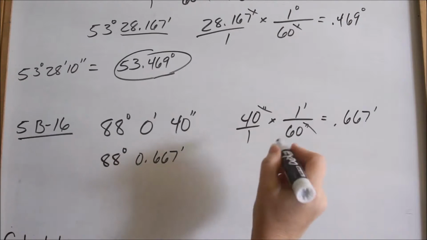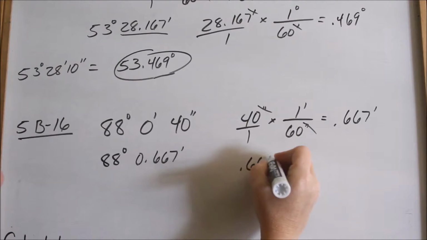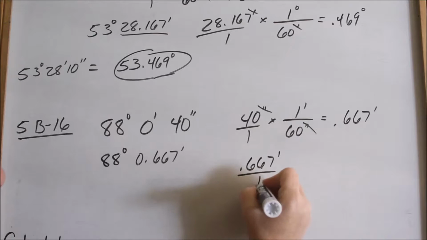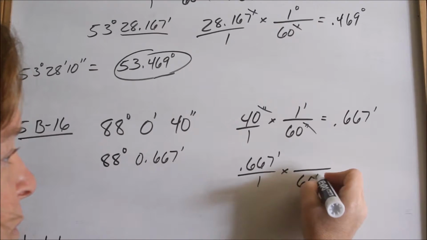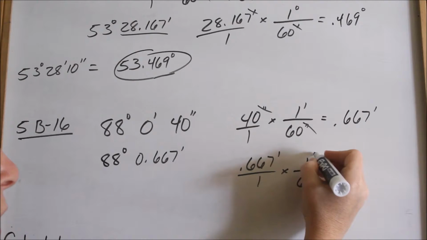So just take your minutes portion, 0.667 minutes, you can turn that into a fraction. Minutes has to go in the denominator, so it will cancel. There are 60 minutes in 1 degree.